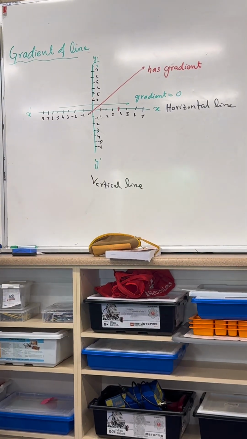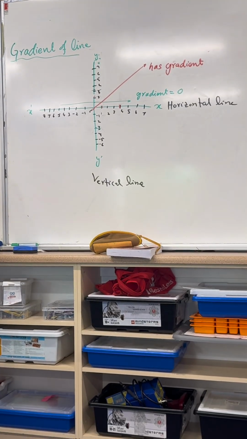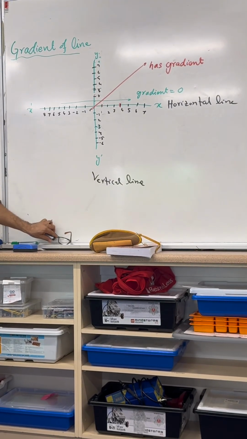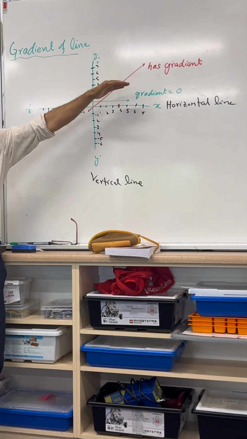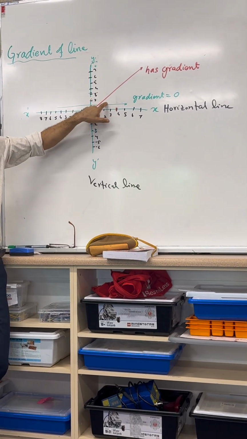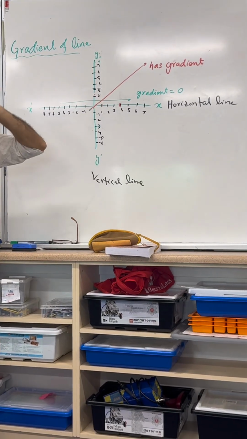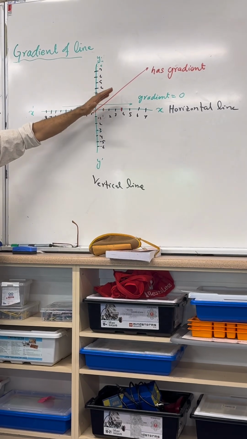So what do you get out of this? Gradient means slope. If you remember, if a line makes any angle, it always has a gradient. So gradient depends on the angle.